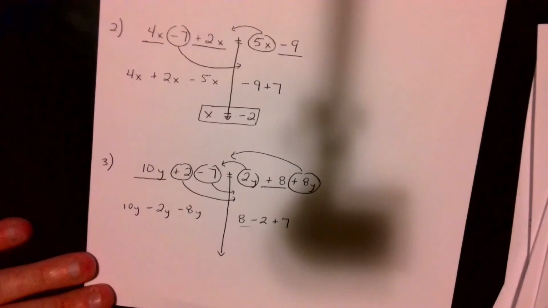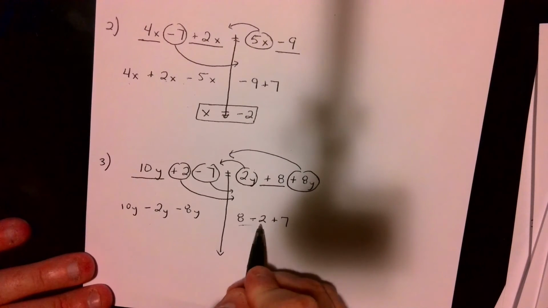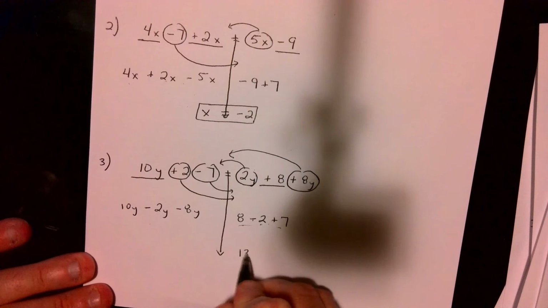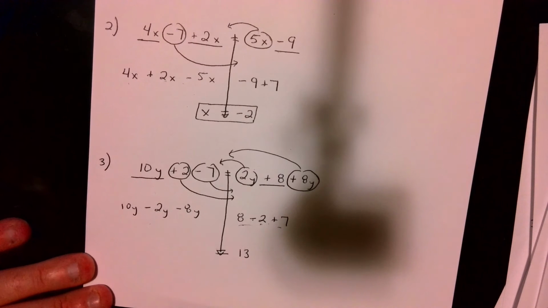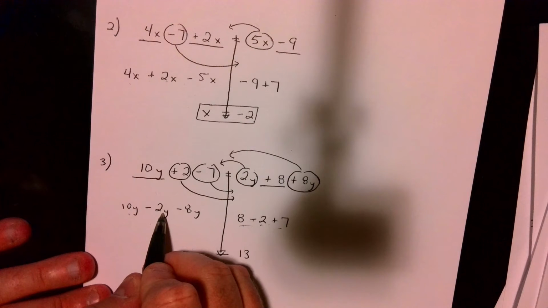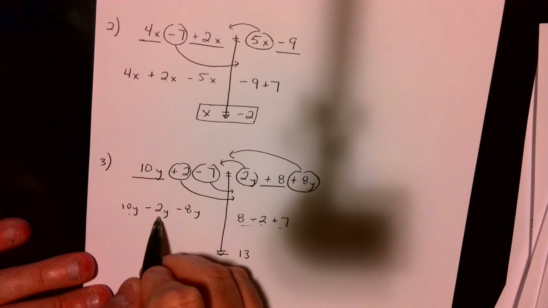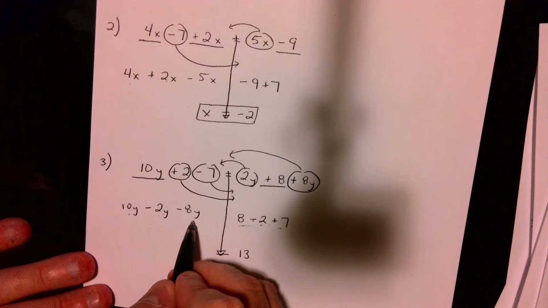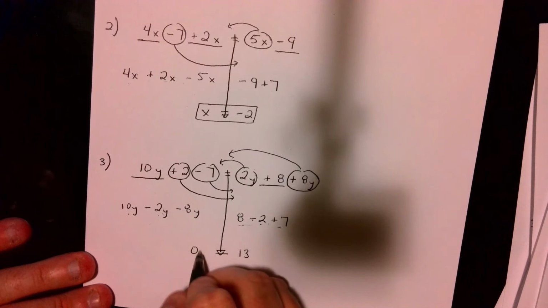Okay, combine like terms. 8 take away 2 is 6. 6 plus 7 is 13. Over here we have 10 take away 2y, which is 8y. 8y take away 8y makes 0y.